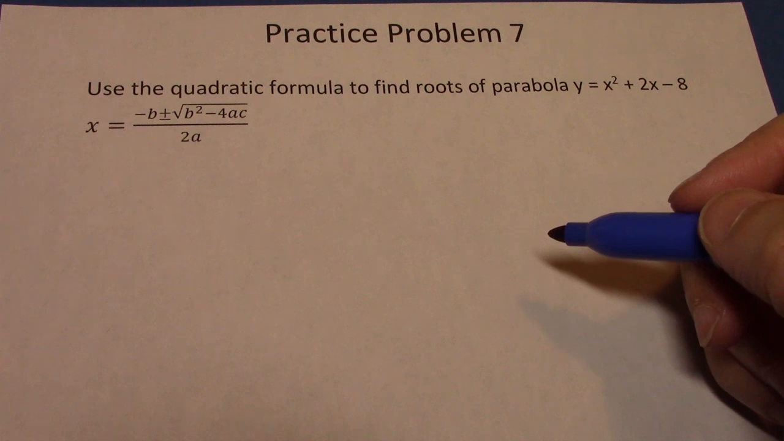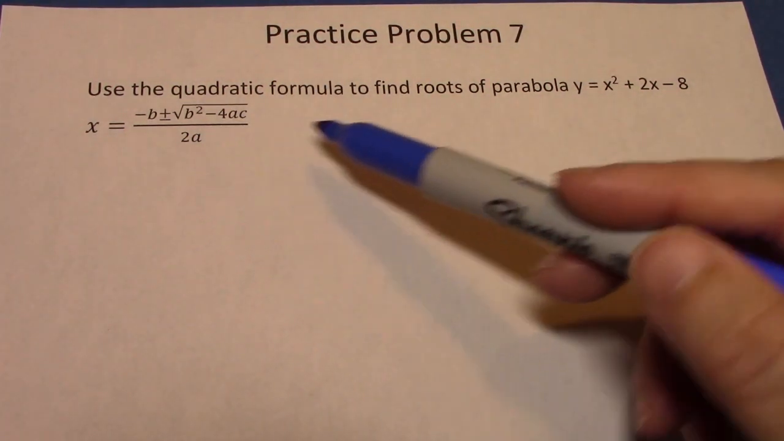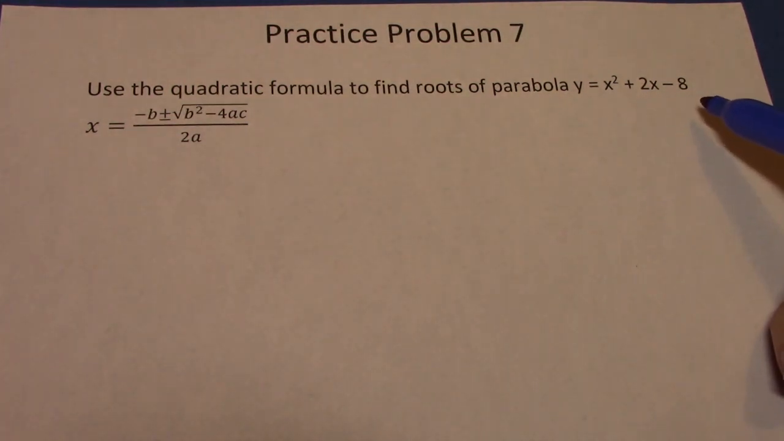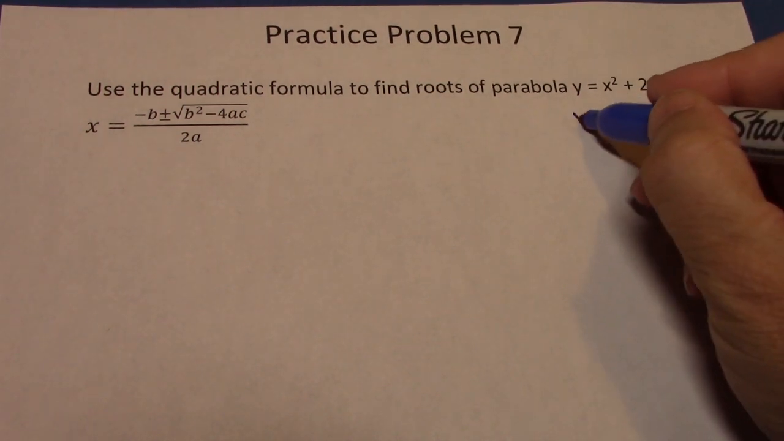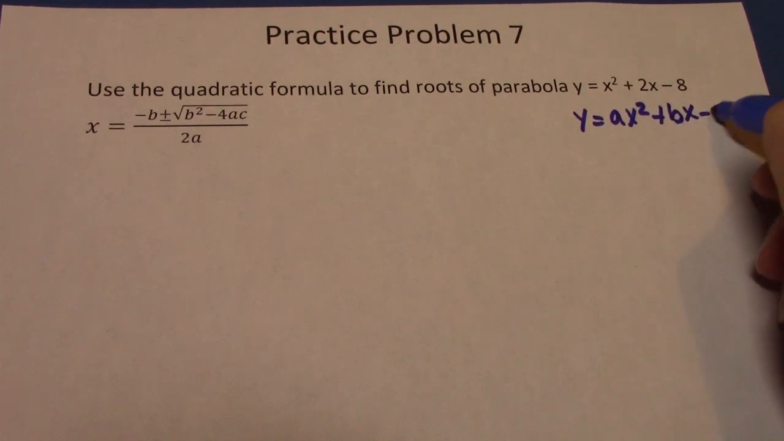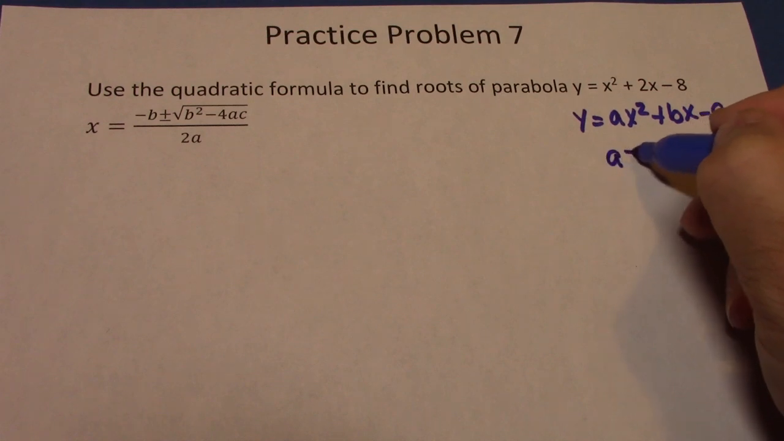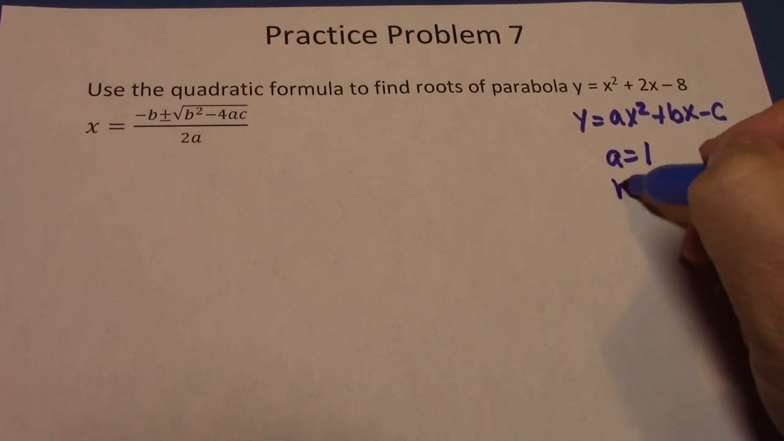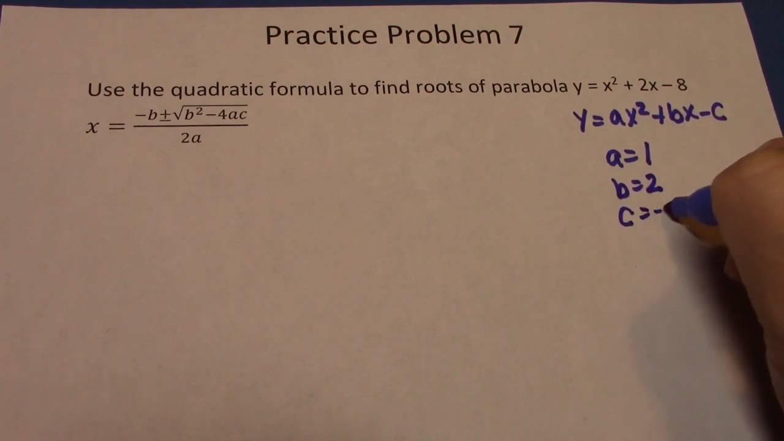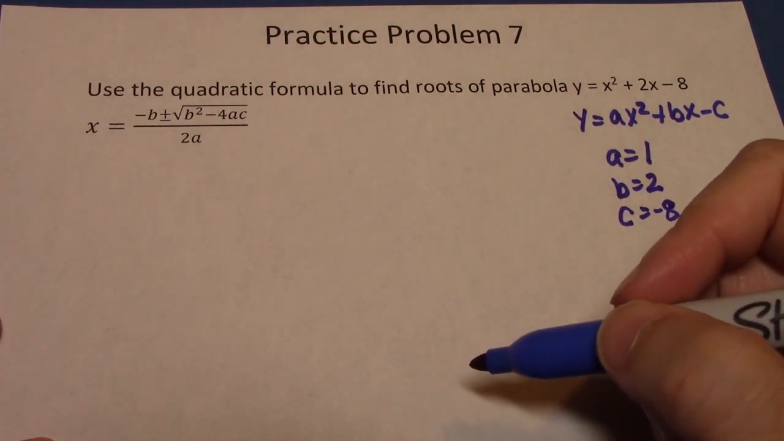And finally, problem 7. Use the quadratic formula that's written here to find the roots of the parabola y equals x squared plus 2x minus 8. So let's remember that this is in the standard format. So a, there's no coefficient next to the x, so a is understood to be 1. B is a positive 2, and c is negative 8. So let's substitute that into the quadratic formula.